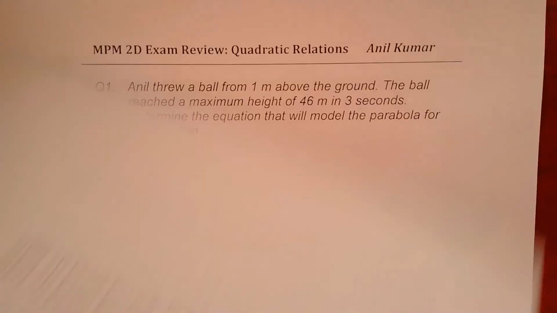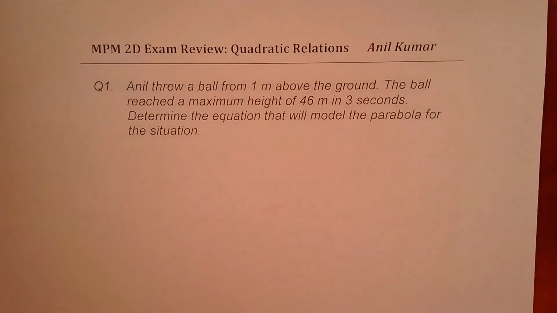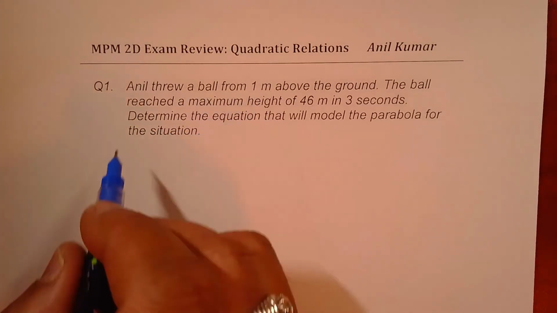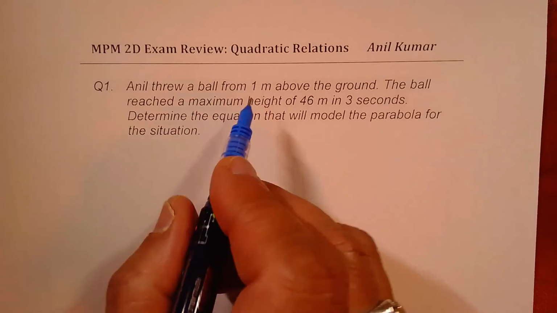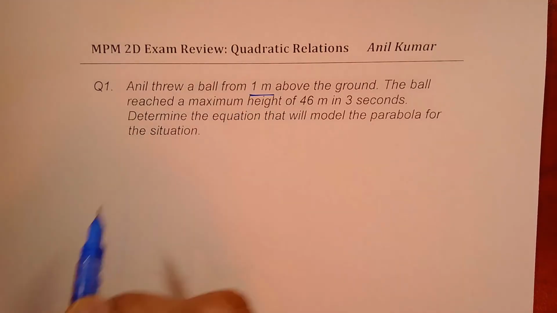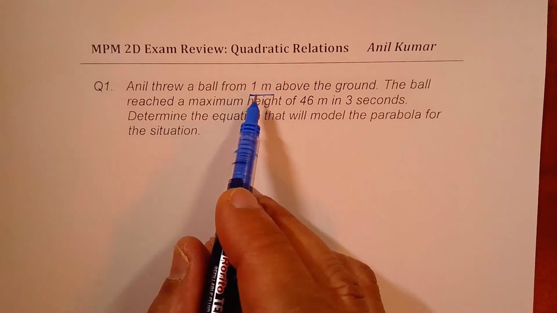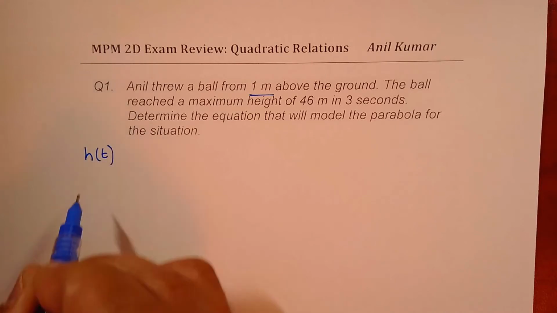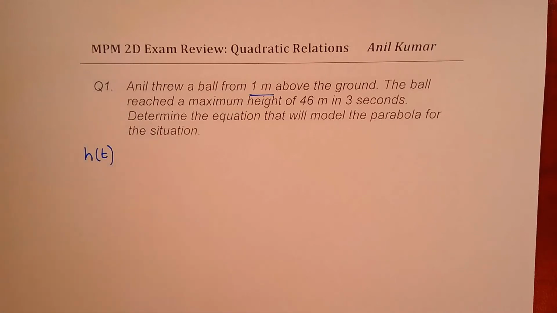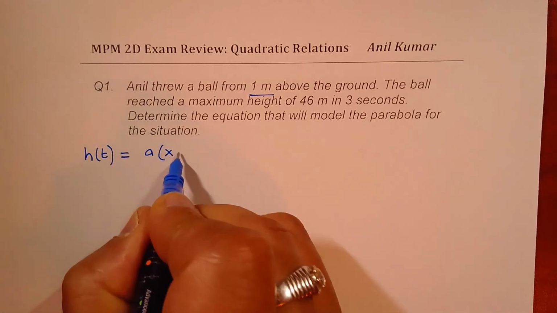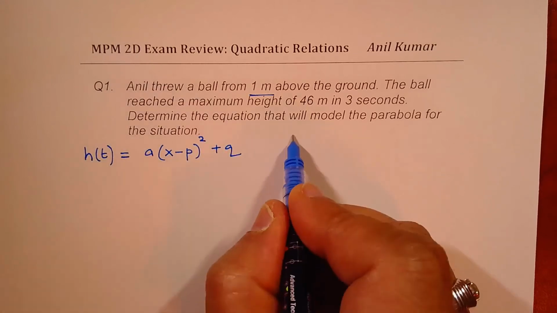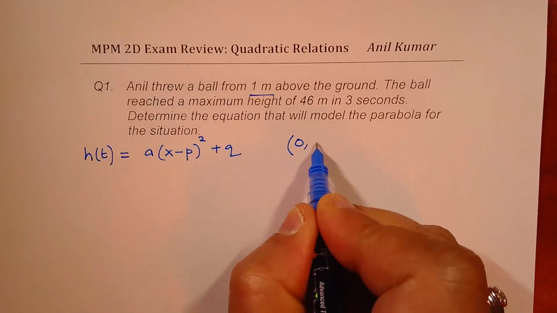So let's take them one by one. The very first question was, Anil threw a ball from 1 meter. That means we are given the y-intercept. Threw from 1 meter means at t equals 0, height is 1 meter. So we're trying to find the height at different instances of time, right? So we are writing this equation in the form a times (x minus p) square plus q. Now here we know if time is 0, height is 1. So that is the y-intercept.